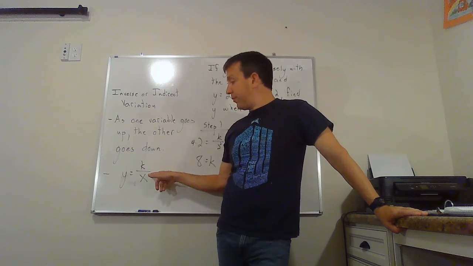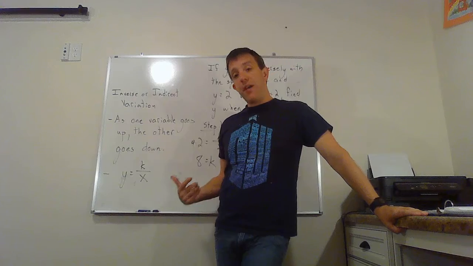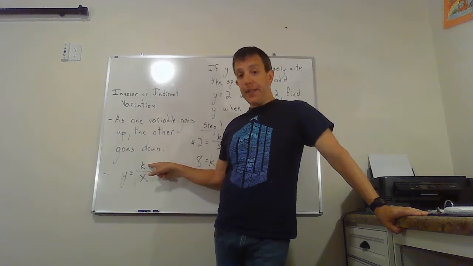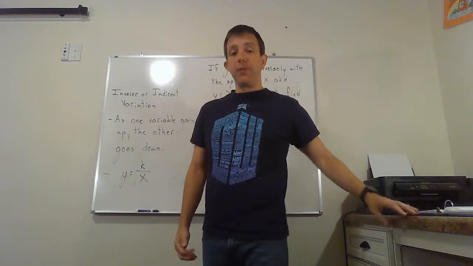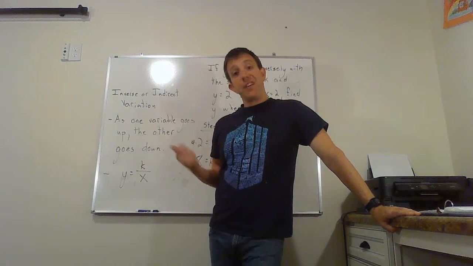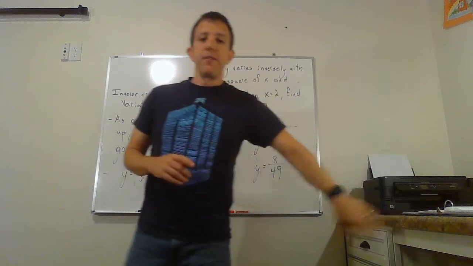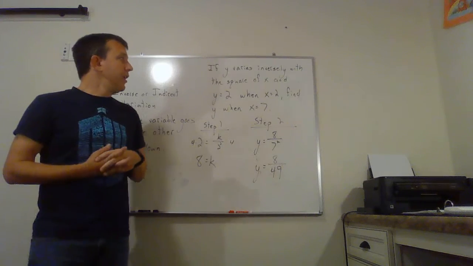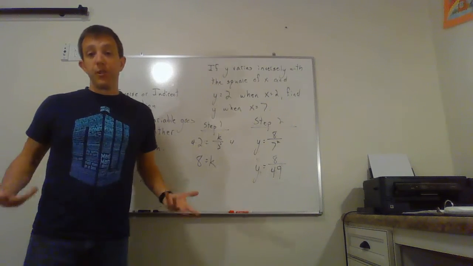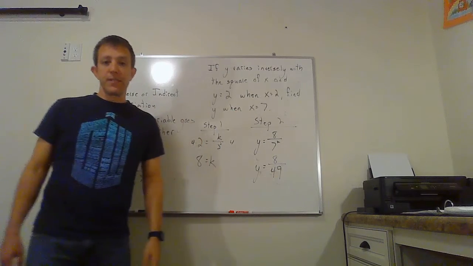This form will be y is equal to k over x. So we're going to go through the same process. We're still going to start by finding k using the initial information, and then we'll use it to find the variable that we would like to find. So I have actually a little bit complicated example here for us, and it's going to be lots of fun. So let's take a look. It says if y varies inversely with the square of x and y is equal to 2 when x is equal to 2, find y when x is equal to 7.